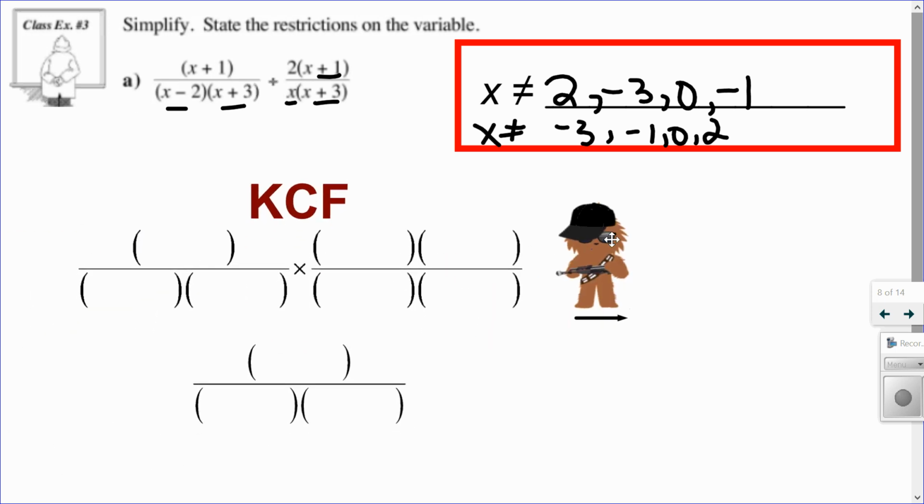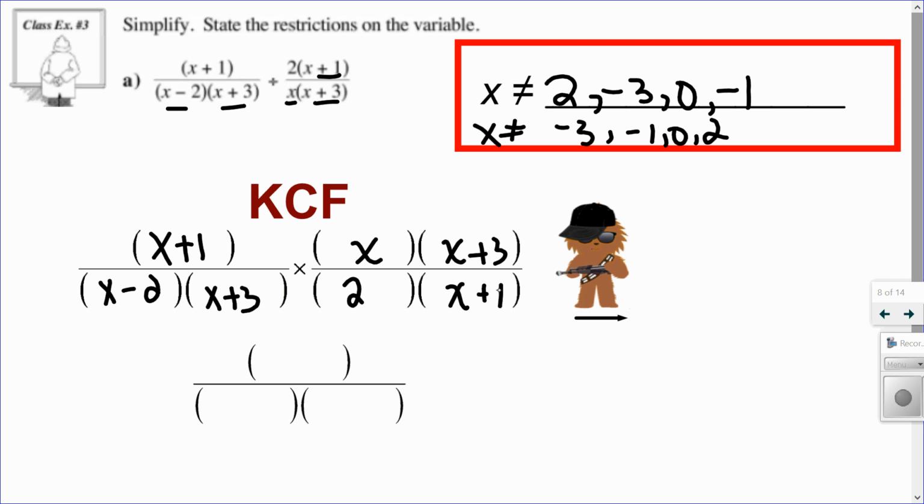Keep, change, flip. So keep my first fraction the same. Change the division to multiplication, and then flip my second fraction, only the second fraction. And now that I've done that, I'm at a multiplication question, so I multiply it like it's one big fraction, and I look for common factors to simplify.